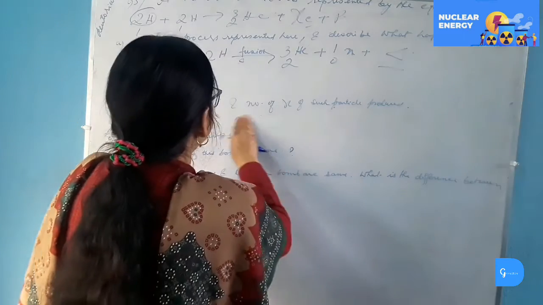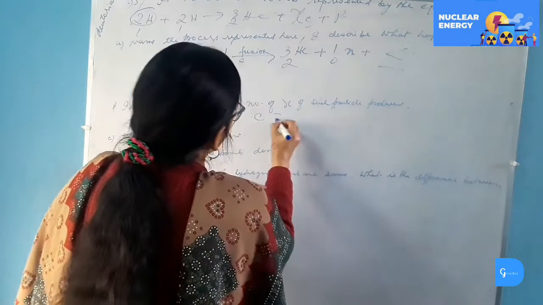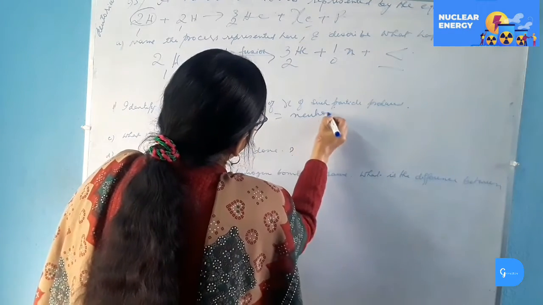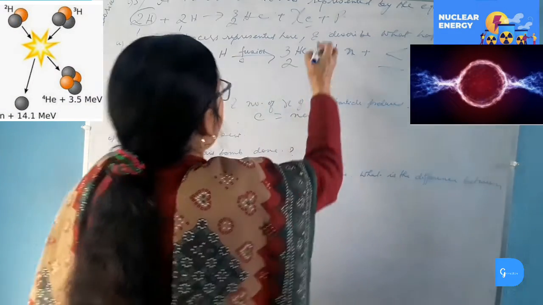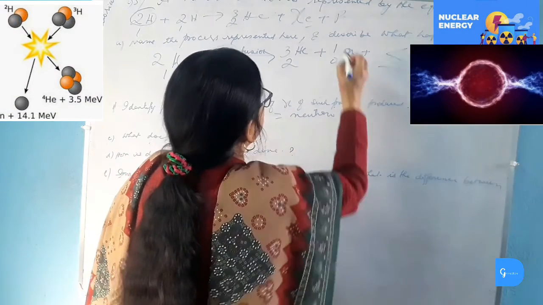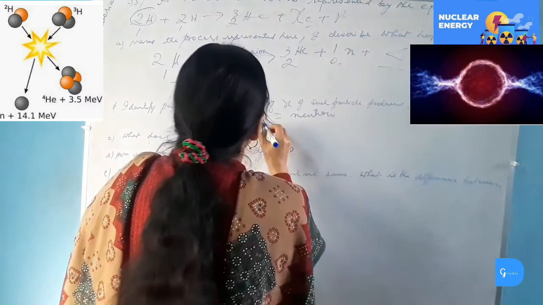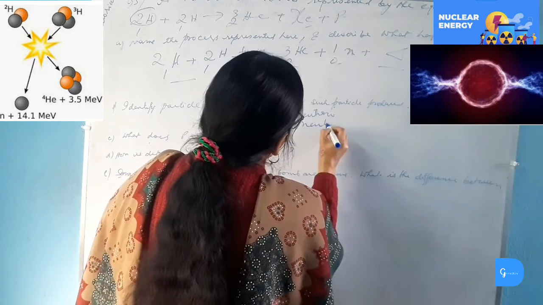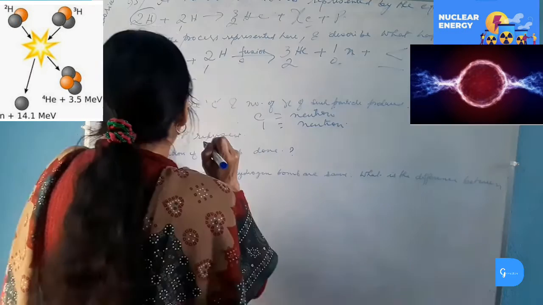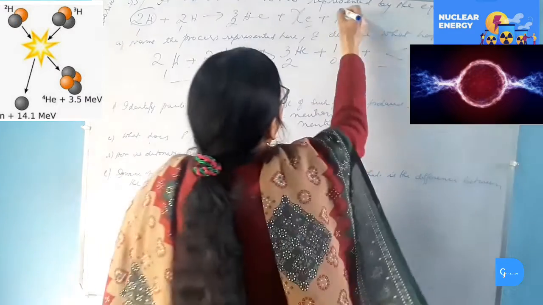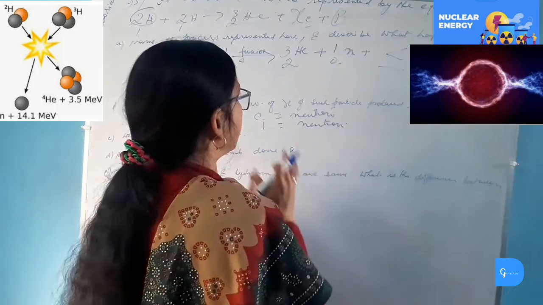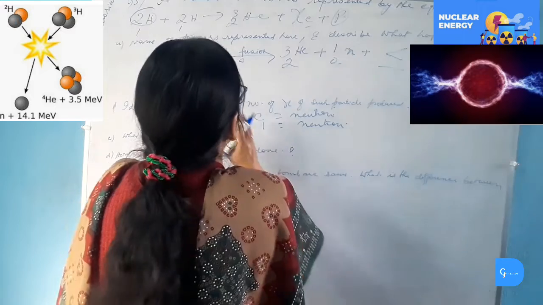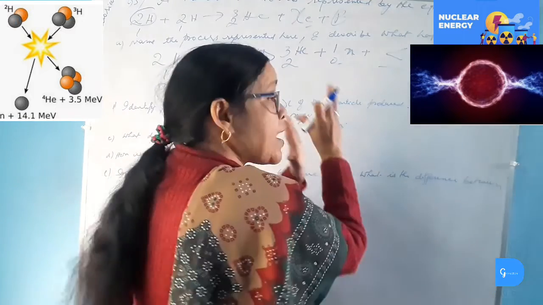Identify the particle C. The particle C is neutron, which is emitted in this process of nuclear fusion, and number of such particles. Here neutron is 1. One neutron is emitted in nuclear fusion reaction. What does P represent? Here P represents the enormous or tremendous amount of energy which is liberated during the fusion of these two hydrogen nuclei to form helium nucleus.